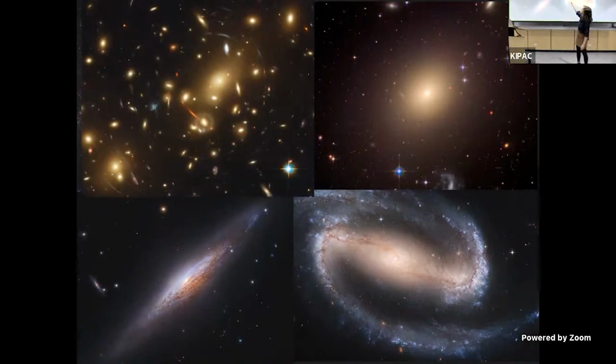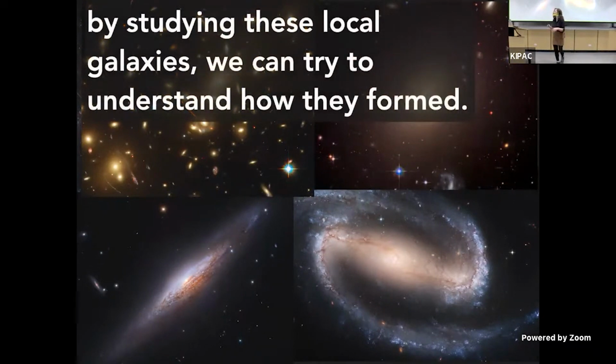As one example of this, you often find these elliptical galaxies in the centers of these massive galaxy clusters, where you can see all of these old galaxies that are actually so massive that they're bending the light from these background galaxies around them.